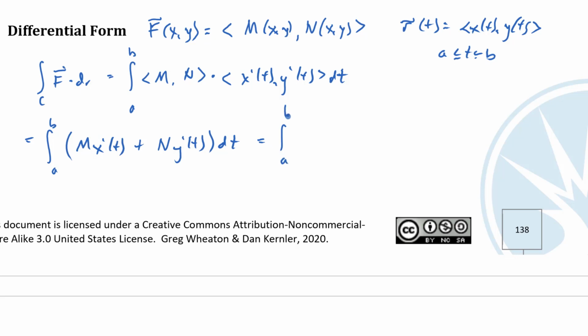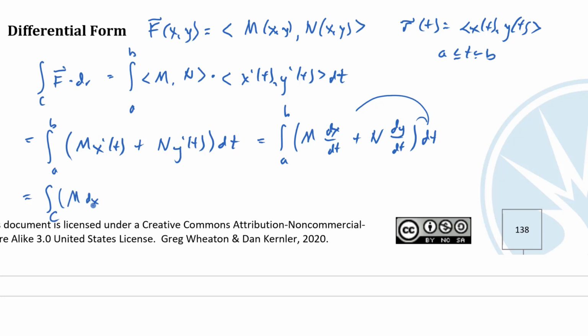And if we write x prime and y prime in terms of their derivative notation, this would be M times dx/dt plus N times dy/dt. But if we distribute the dt, now interestingly, we get this integral over the curve, and it is just the integral of M dx plus N dy. Now that form, we're going to put a little asterisk by that. We might reference this later on in the course. This particular form, believe it or not, is sometimes useful. We'll come back to that.